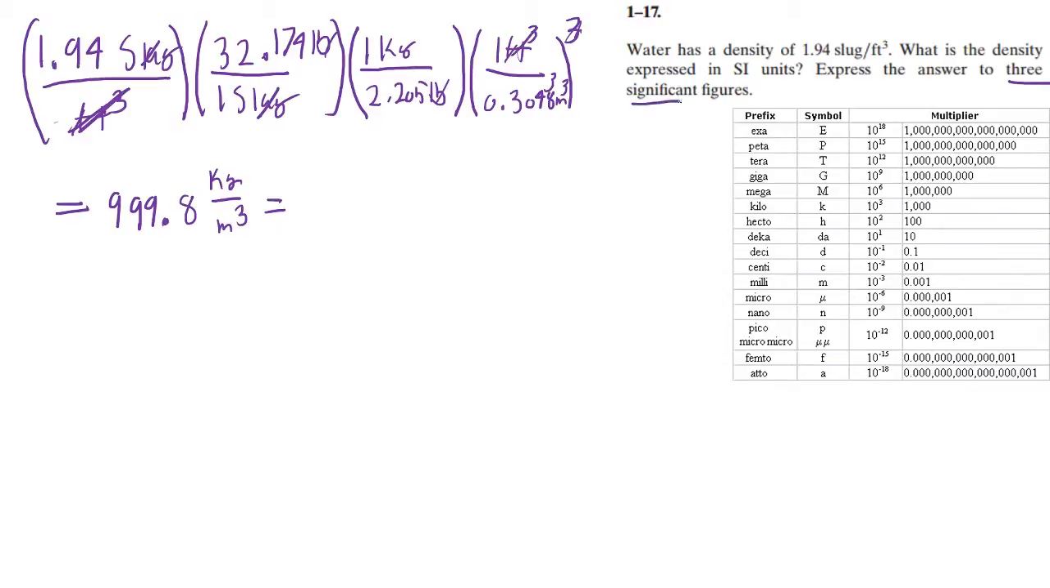3 sig figs. And let's just say hypothetically we did this. That's not 3 sig figs, that's 1 sig fig. And if we put a decimal at the end, that's 4 sig figs. So what are we going to do here? We are in quite a pickle. Well, I'll show you what we're going to do.